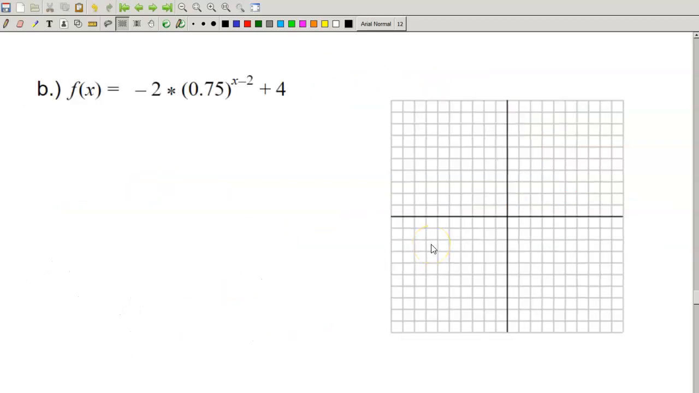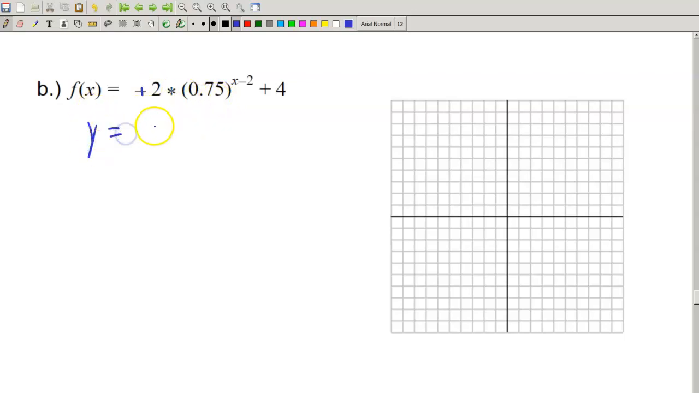All right, so we're going to go ahead and practice that one again. If you want to pause the video, you can go ahead and try this one on your own. Otherwise, you can keep watching. So here we have another function, and what I'm going to do here is change this to plus 2. So we have another true exponential decay function. So the function is 2 times 0.75 raised to the x minus 2, plus 4.